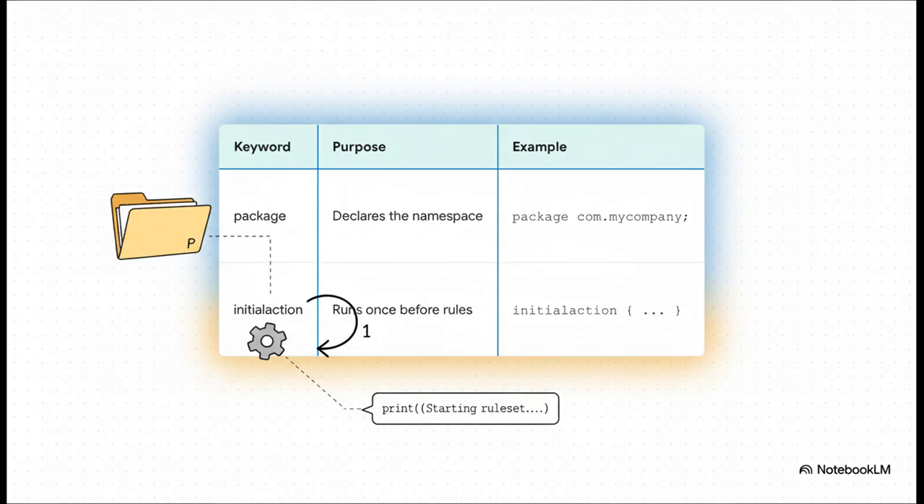Package is super straightforward, especially if you have a Java background. It's just about keeping things organized in a unique namespace. But initial action, now that's where things get interesting. It's this special block of code that runs just one time before any rules even get looked at. It's perfect for any setup tasks, or even just logging that your rule set has started.